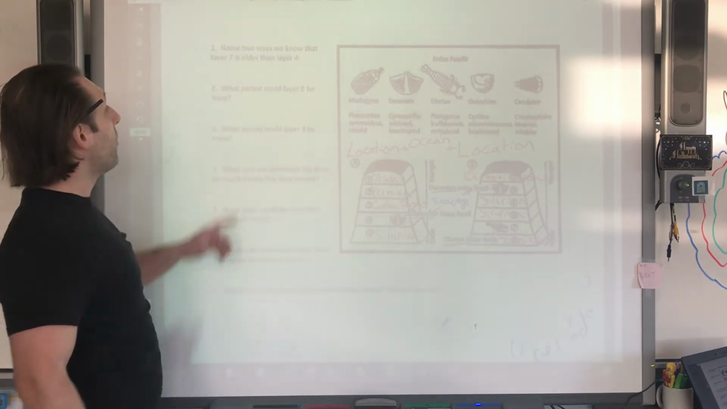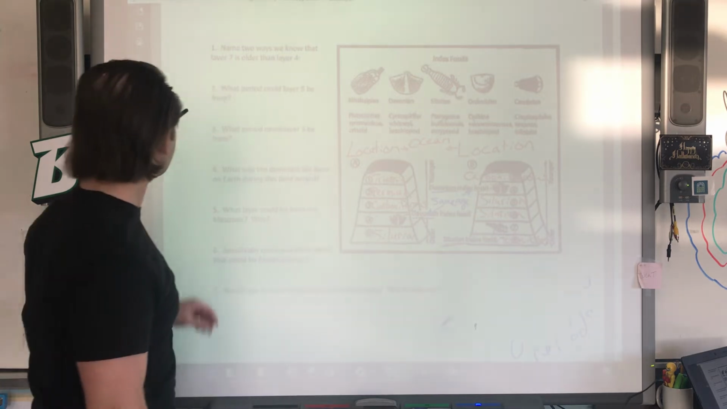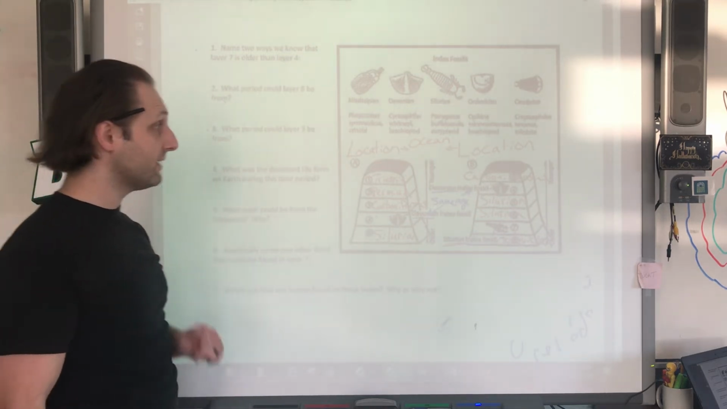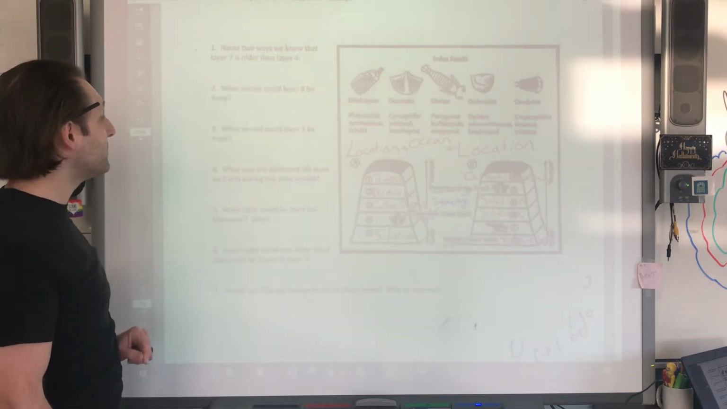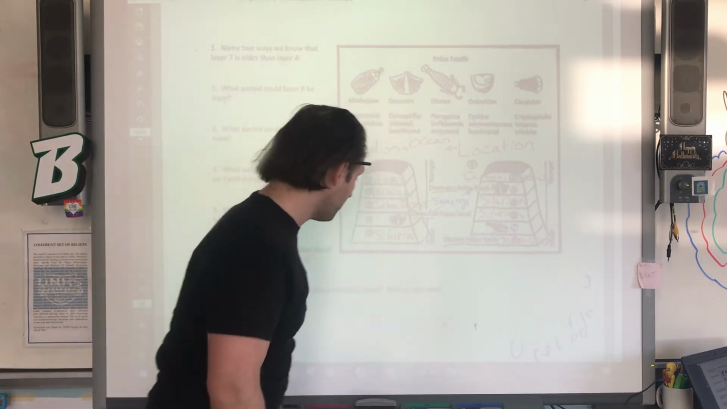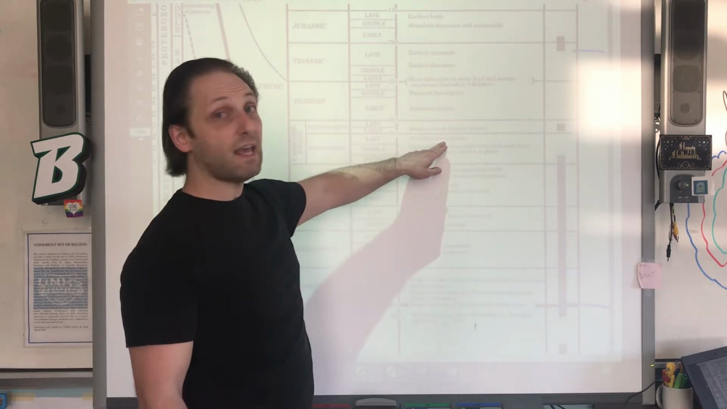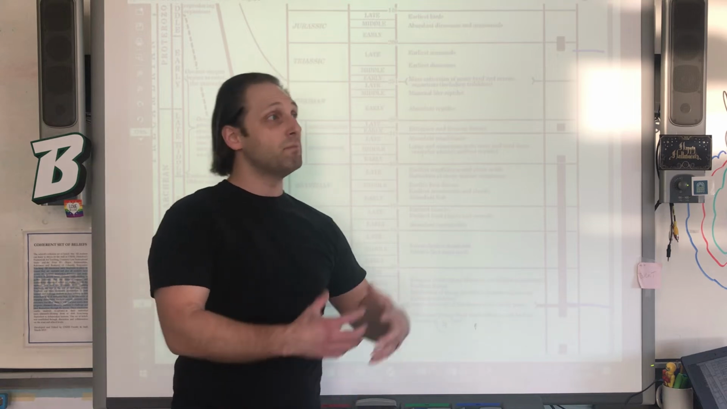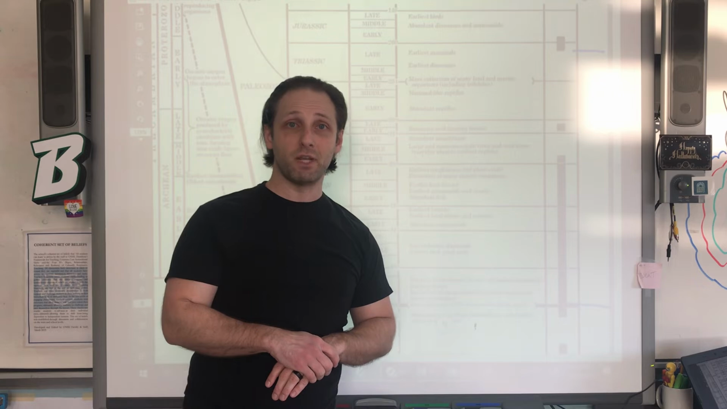Number 2, what period could layer 8 be from? Well, we did that together, Ordovician. 3, what period could layer 3 be from? We did that together, Carboniferous. Number 4, what was the dominant life form on Earth during this period of time? So if you go to Carboniferous in the reference tables, we have abundant amphibians, so lots of amphibians. Abundant means a lot. Dominant means that they are all over the place and they're at the top of the food chain potentially.